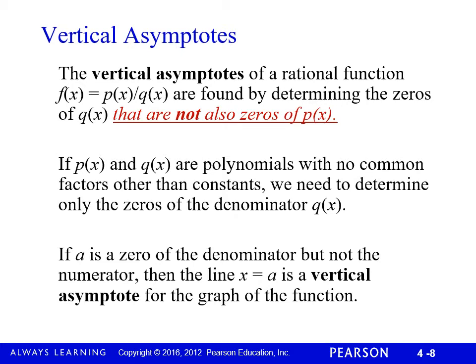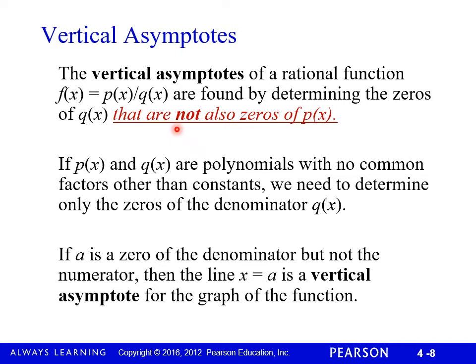Rational functions often have vertical asymptotes. The vertical asymptotes of a rational function, f of x equals p of x over q of x, are found by determining the zeros of q of x, the zeros of the denominator, and this is key, that are not also zeros of the numerator, or of p of x. If p of x and q of x are polynomials with no common factors other than constants, we need to determine only the zeros of the denominator.